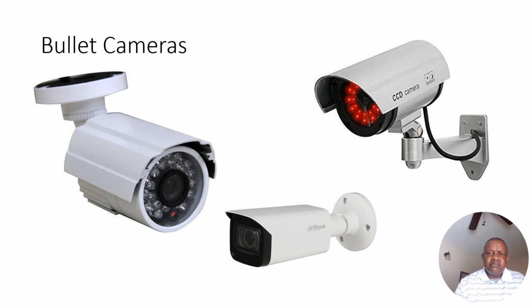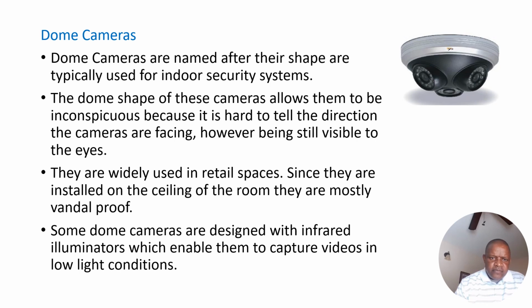So these are the most popular cameras you'll see at facilities like Safaricom, like Jomo Kenyatta International Airport, like the Department of Defense, like KenGen. You will see these cameras. Even at your workplace, you will see these cameras. These are called infrared illuminators. You see the red things, these are called illuminators. This enables the camera to see even in pitch darkness. So these are what we call bullet cameras.